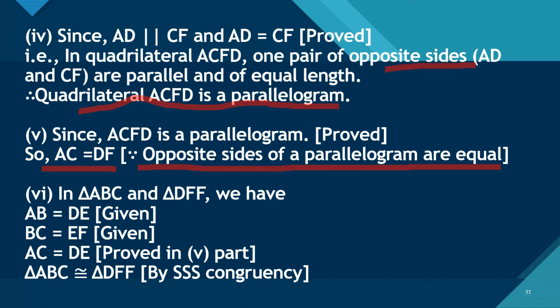So in the sixth part, in triangle ABC and triangle DEF, we have AB equal to DE, which is given, and BC equal to EF. AC is equal to DF, as proved in the fifth part. So triangle ABC is congruent to triangle DEF by SSS congruence criteria.